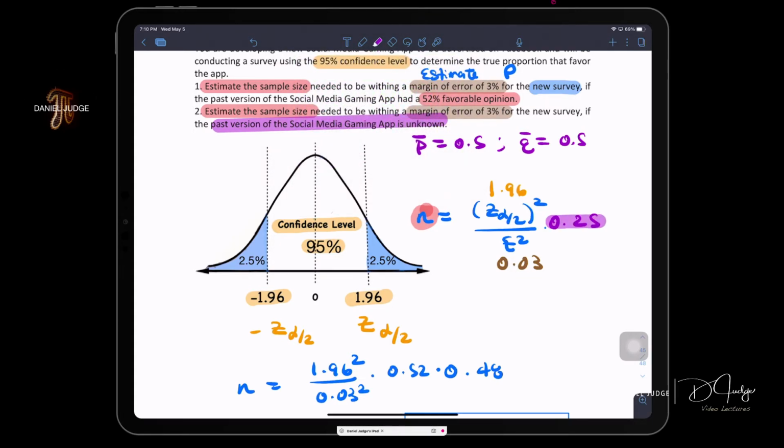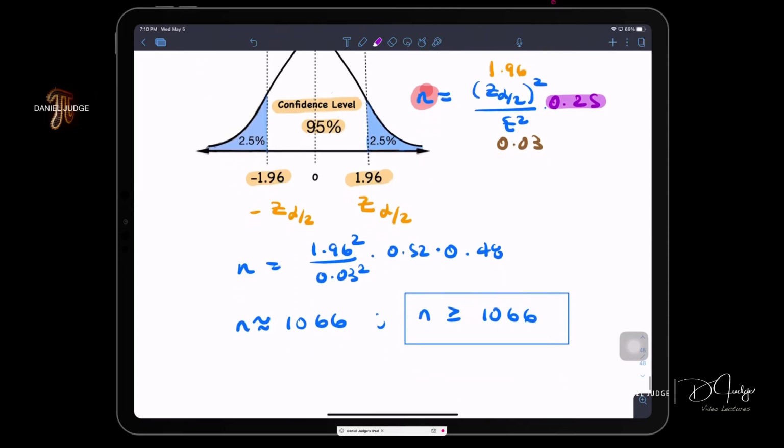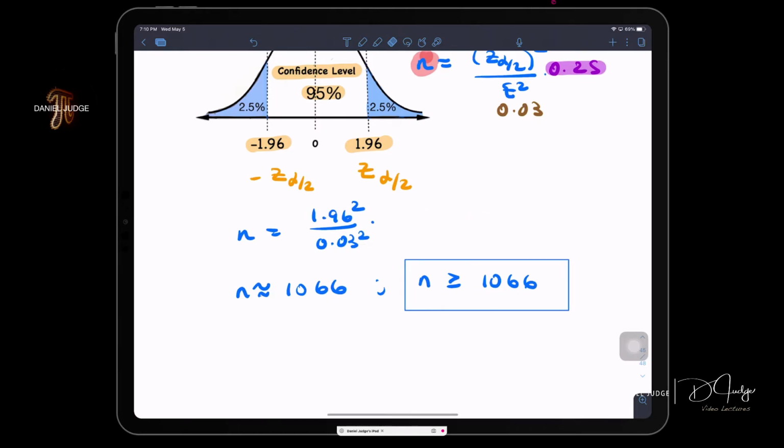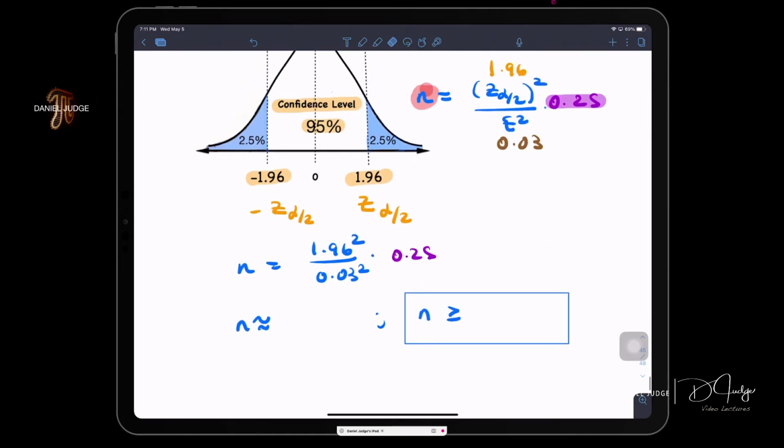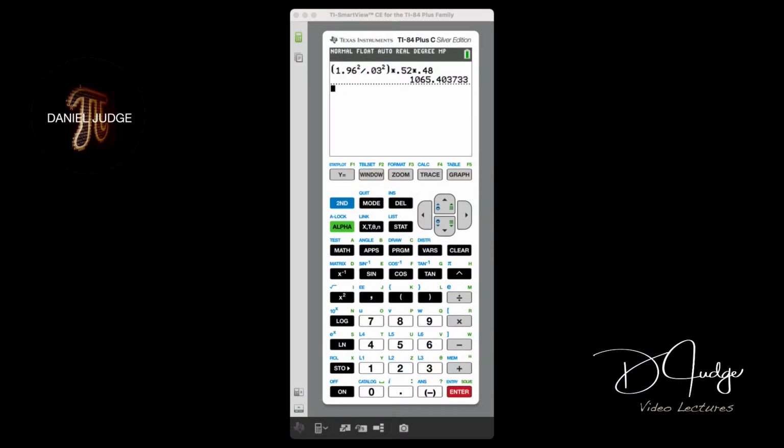And this is unknown favorable opinion, just to keep those two statements consistent. So just change this factor here to be 0.25. And that will change the sample size. Now notice in the last example, the favorable opinion was 52%. Now we're assuming it's 50%. So it's going to be close. It's only 2 percentage points difference. So let's try this out.